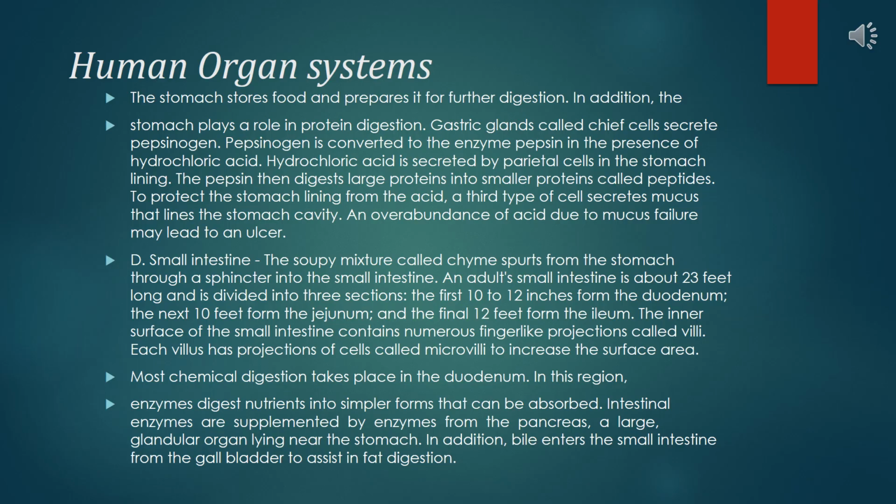The inner surface of the small intestine contains numerous finger-like projections called villi. Each villus has projections of cells called microvilli to increase the surface area. Most chemical digestion takes place in the duodenum. In this region, enzymes digest nutrients into simpler forms that can be absorbed. Intestinal enzymes are supplemented by enzymes from the pancreas, a large glandular organ lying near the stomach. In addition, bile enters the small intestine from the gallbladder to assist in fat digestion.